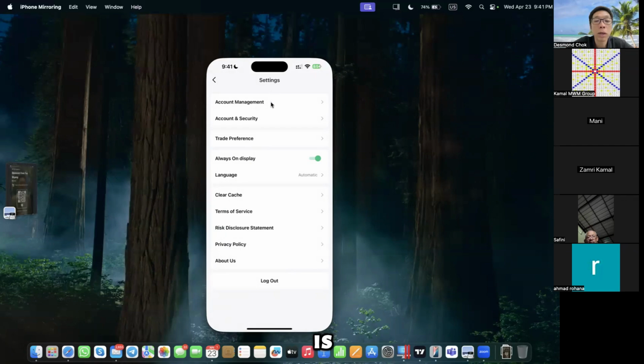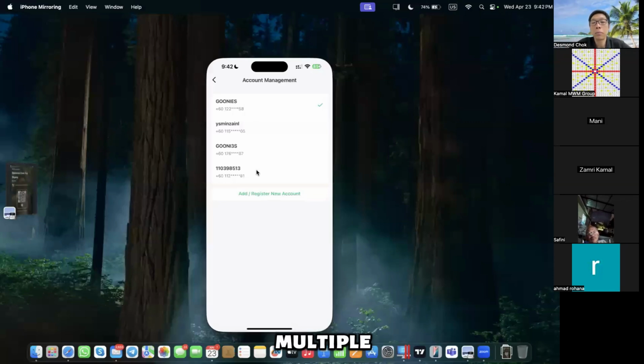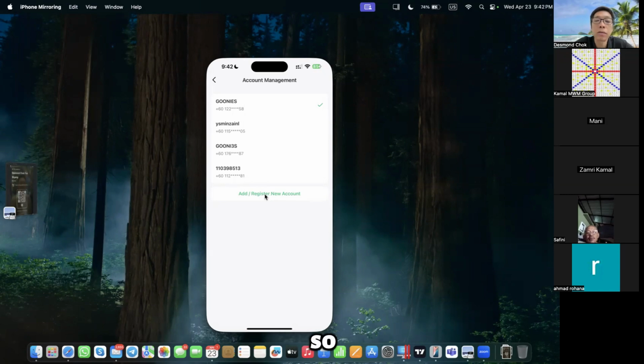Okay, one more is account management. If you have multiple accounts to handle, say your own account, your father's or mother's account, or maybe your brother's or sister's account that you are handling for them, you can add and register a new account here. Once you add and register a new account, you can switch your account easily from this part.